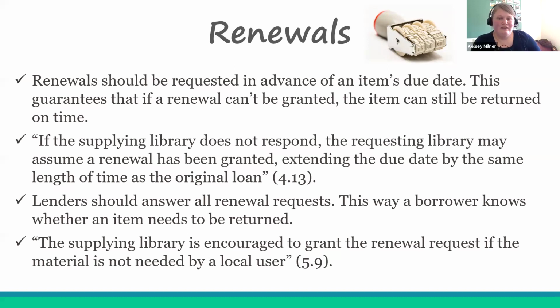On the lender side of things, the code says that lenders should answer all renewal requests, either yes or no. And if you can grant a renewal, the due date is up to your library. Seal has a place where you can put in your new due date right into the form. And if you can't approve the renewal, be sure to indicate that as well. The code does recommend granting renewals when you can, if the material is not needed by a local user. Ultimately, whether you're willing to grant a renewal is up to you, and how many renewals you'll grant is up to the lending library.